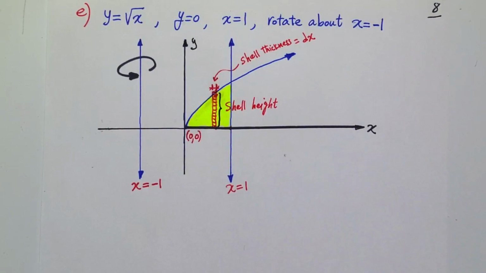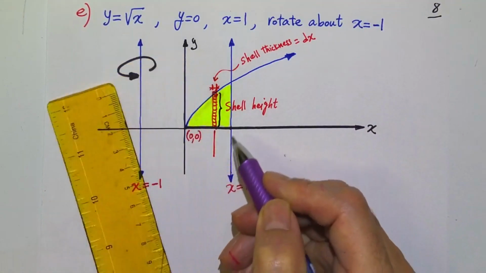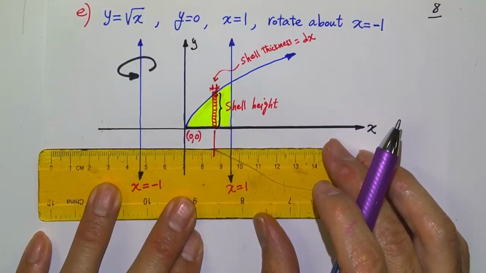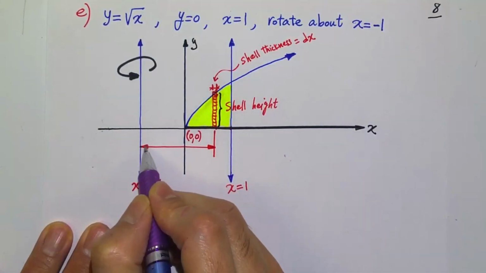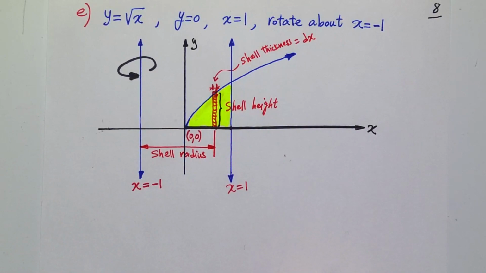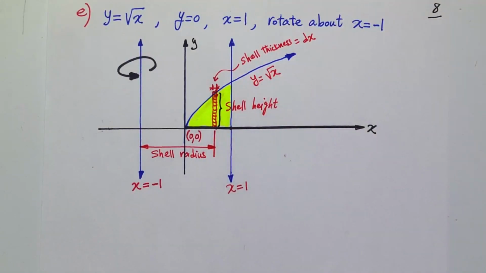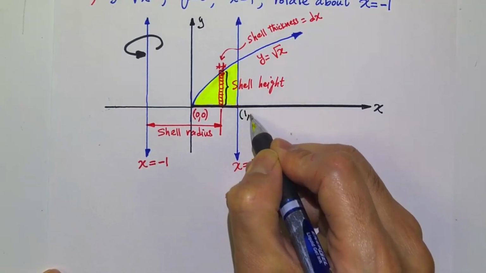And we also have to identify the shell radius. The shell radius is the distance from the center of the shell, this point, to the axis of rotation, which is x equals negative 1. Okay, and I also want to put on this curve y equals the square root of x. I think that graph captures all the information we need. Yeah, it does. So let's set up our integral. And by the way, that point is 1, 0, right there.